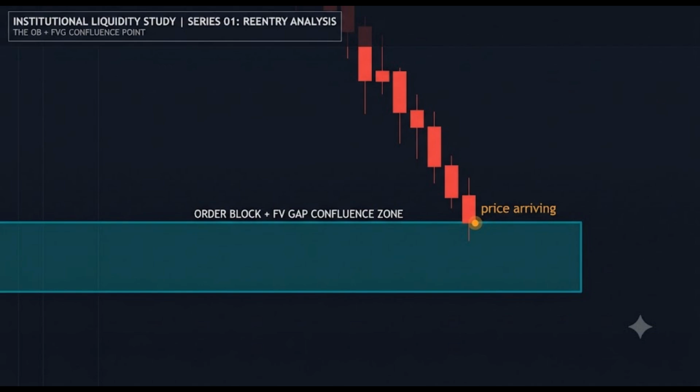This is the moment every SMC trader is waiting for. Price has reached the zone. Everything you've analyzed, the bias, the confluence, the sweep, has led to this single point in time. What happens in the next few candles on the lower time frame is the entire trade.